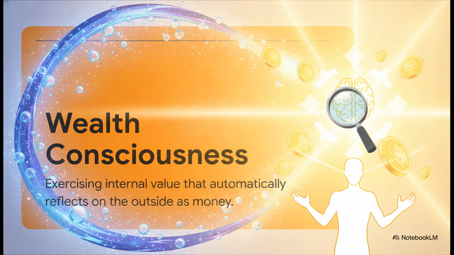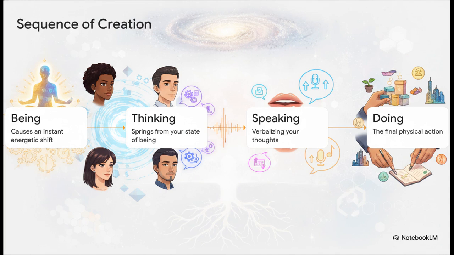It just automatically reflects on the outside. Okay, so how do we practically observe this into existence? Our sources outline what they call the sequence of creation, and it starts with being. You see, you can't do happiness or wealth. You have to be it first. Being is the absolute fastest way to create because it causes an instant energetic shift.